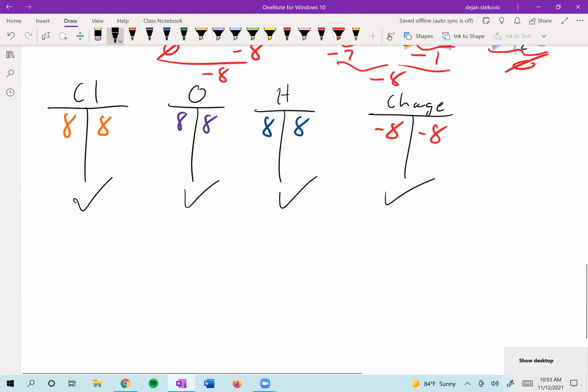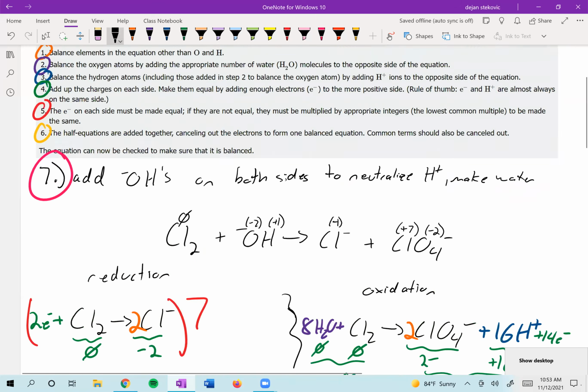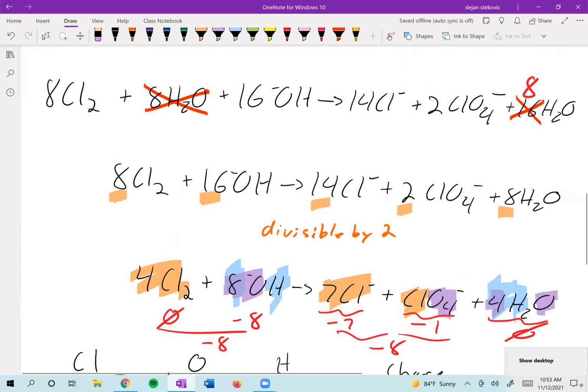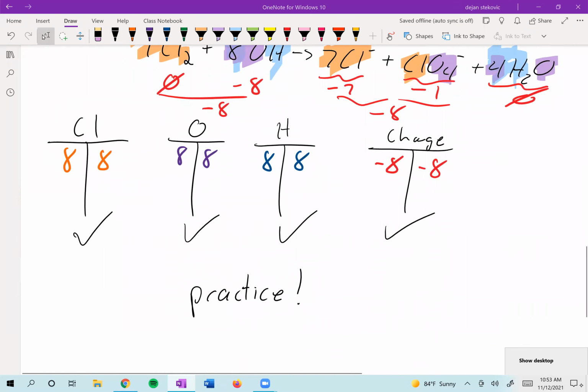As with most things in the class, this just takes some practice. Once you get the steps down, it does seem like a lot of steps, especially when you write them all out. But once you do a couple practice problems, you'll notice that this goes by pretty quickly. Cool.